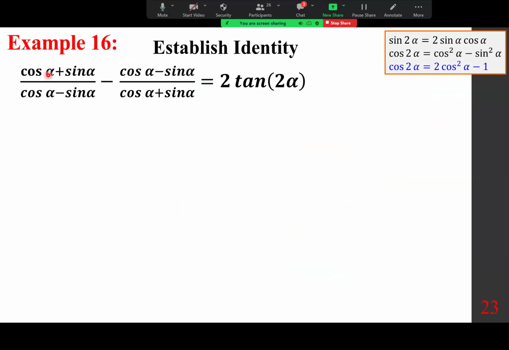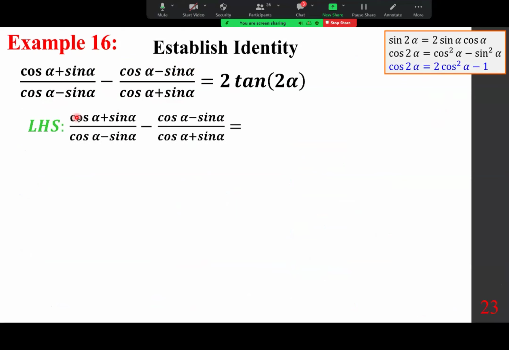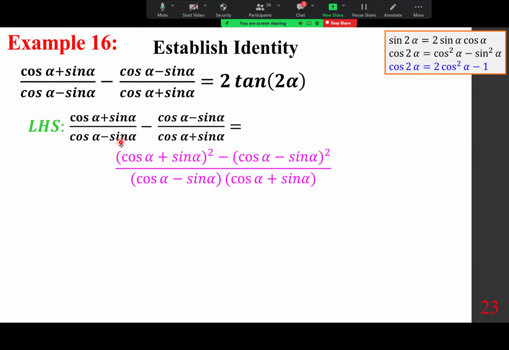We want to establish the last identity: cosine alpha plus sine alpha over cosine alpha minus sine alpha, minus cosine alpha minus sine alpha over cosine alpha plus sine alpha, is 2 tan 2 alpha. We start with the more complicated side, which is the left-hand side, and we take a common denominator, which is cosine alpha minus sine alpha times cosine alpha plus sine alpha. When we write this, then this times this minus this times this goes to the numerator.